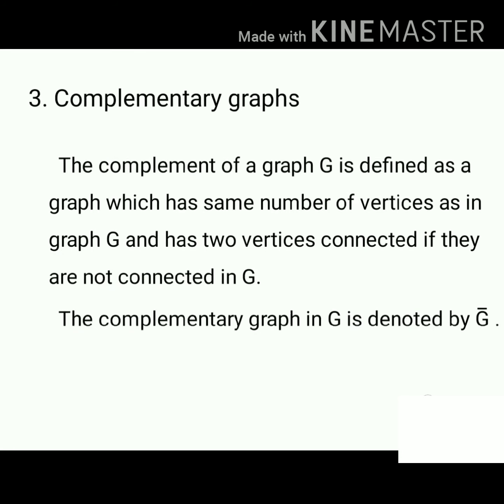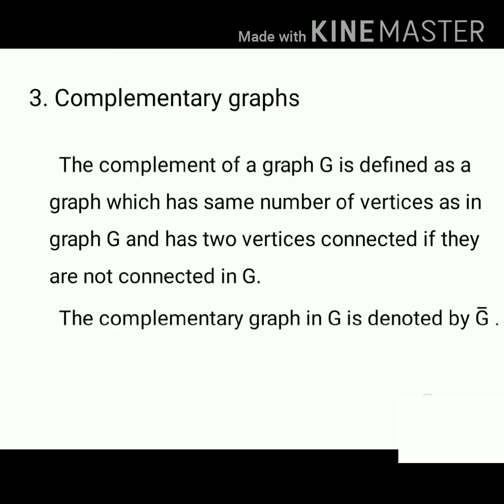The complement of a graph G is defined as a graph which has the same number of vertices as in graph G and has two vertices connected if they are not connected in G.